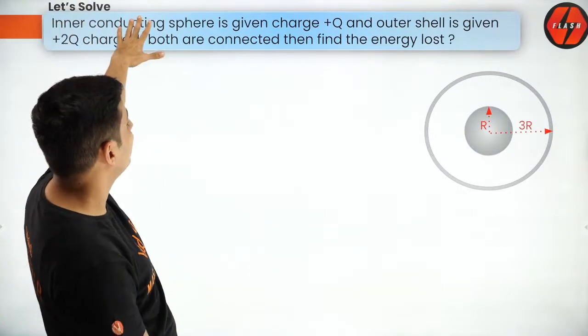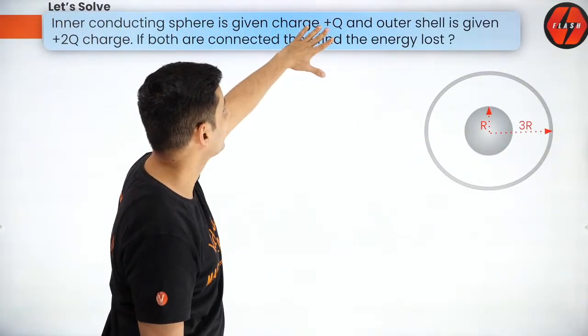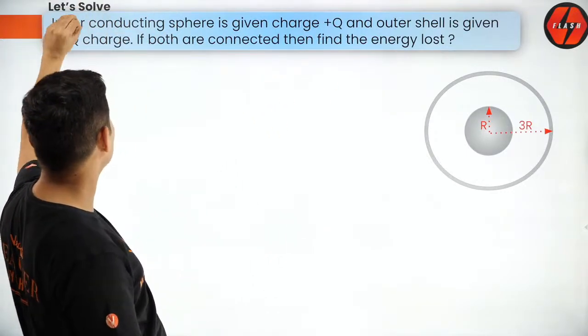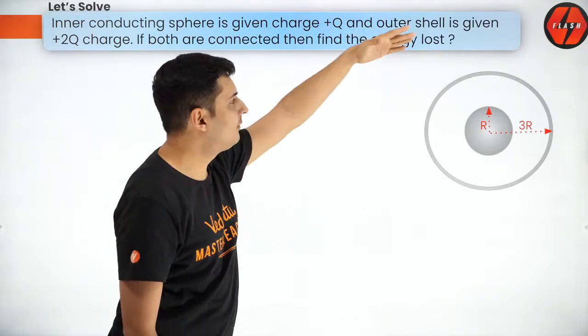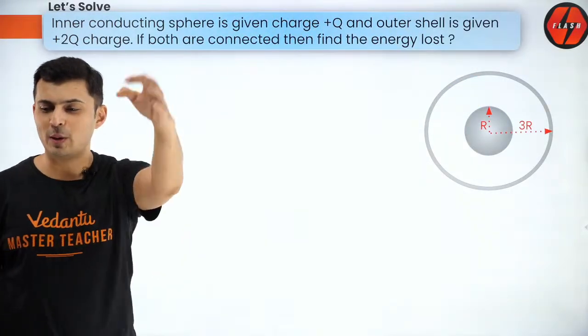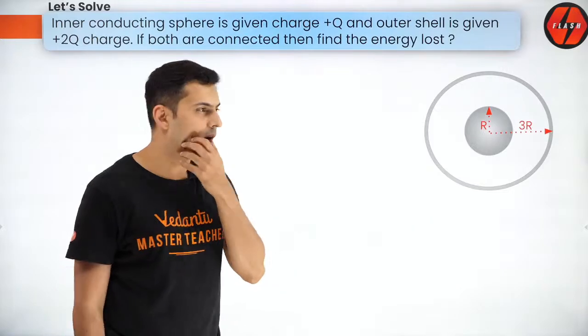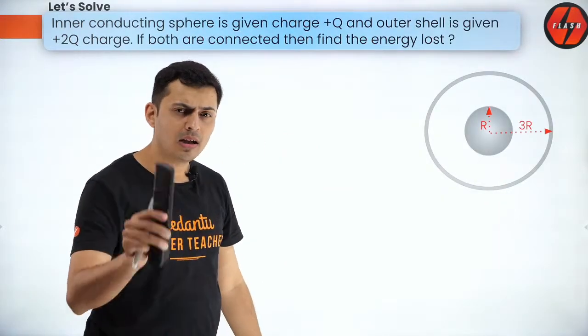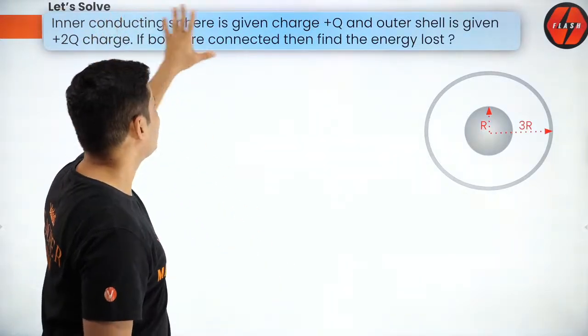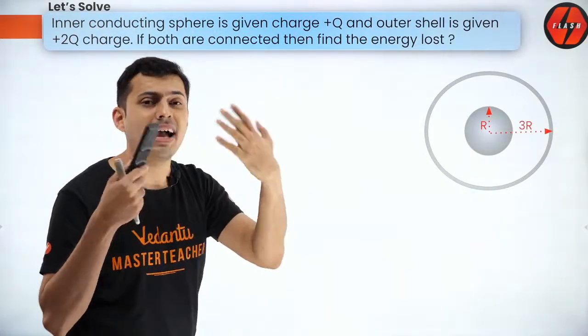The inner sphere is given charge Q. The outer shell is given charge 2Q. If they are connected, find the energy lost. This is a common kind of question. Now you'll be like, sir, how to solve this? Don't worry. First, let's do it part by part. How? Don't even connect it first. First think what is happening.